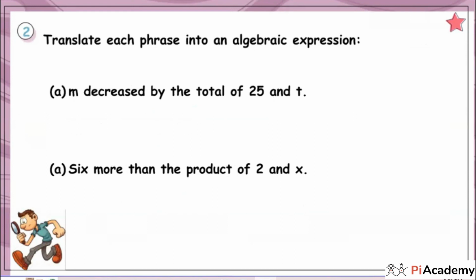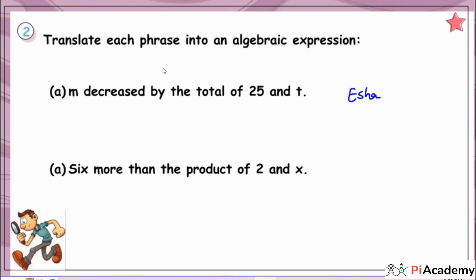M decreased by the total of 25 and t, and 6 more than the product of 2 and x. Please do this. Okay, so this looks very easy. Nothing is to worry, and I am solving here in front of you. But before that, let me ask anyone. Okay, let me select. Isha, can you please answer me this one, the first one? Isha, not Diksha. Isha.